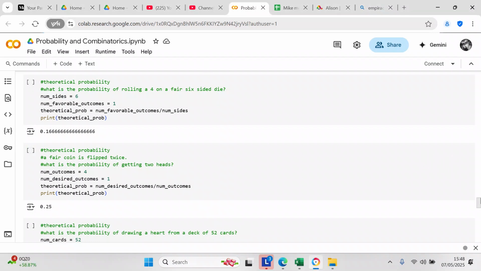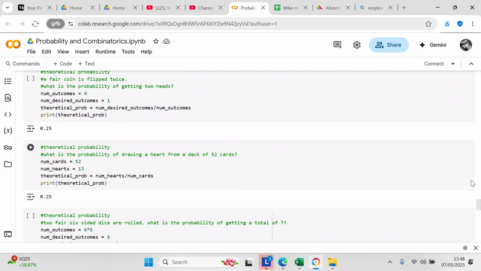And so the next question that we have for theoretical probability is, a fair coin is flipped twice. What is the probability of getting 2 heads? So your number of outcomes is going to be 4. That's your number of outcomes. And so you can have head, head, head, tail, tail, head, tail, tail. So that's 4 outcomes. And the outcome that you want is going to be head, head.